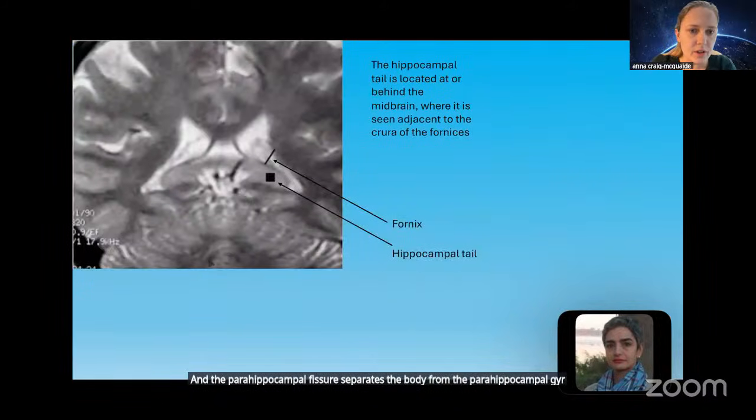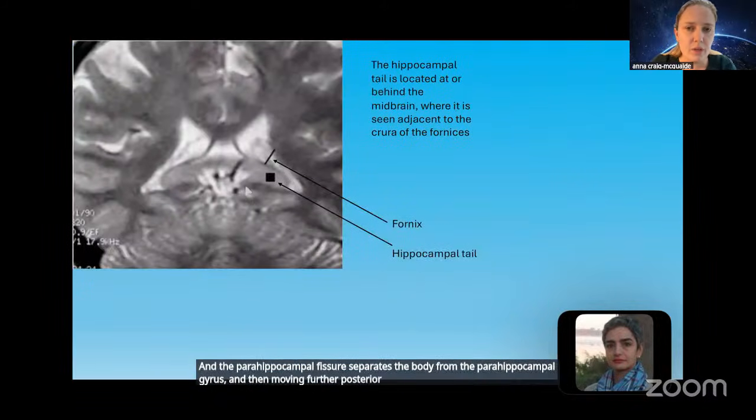And then moving further posterior, we come to the hippocampal tail, located at or behind the mesencephalon, and adjacent to the crura of the fornices on this section.